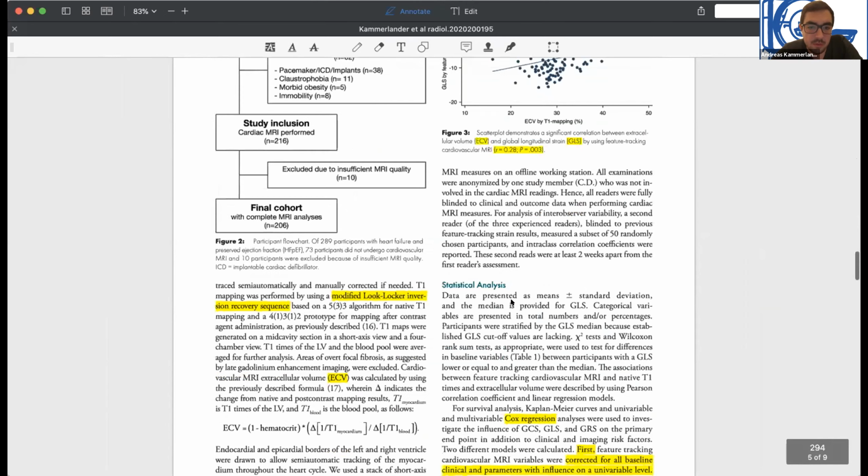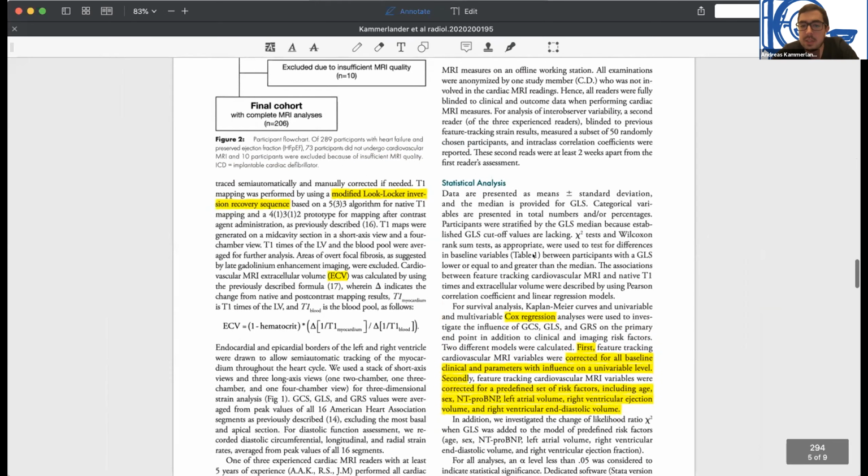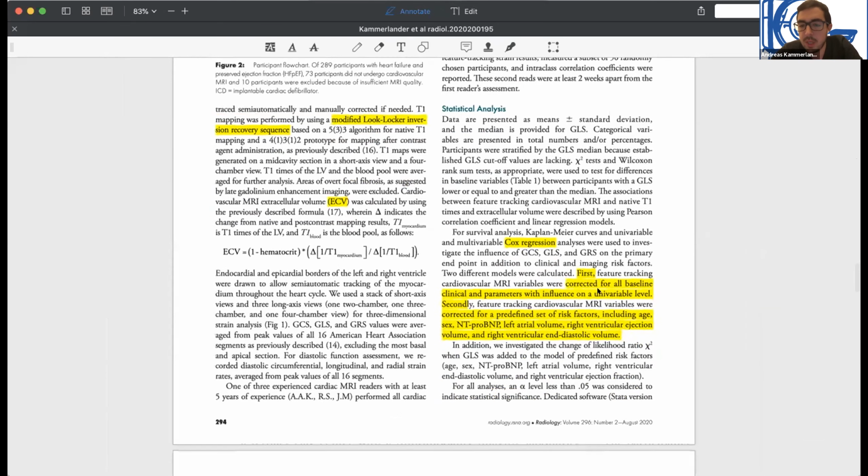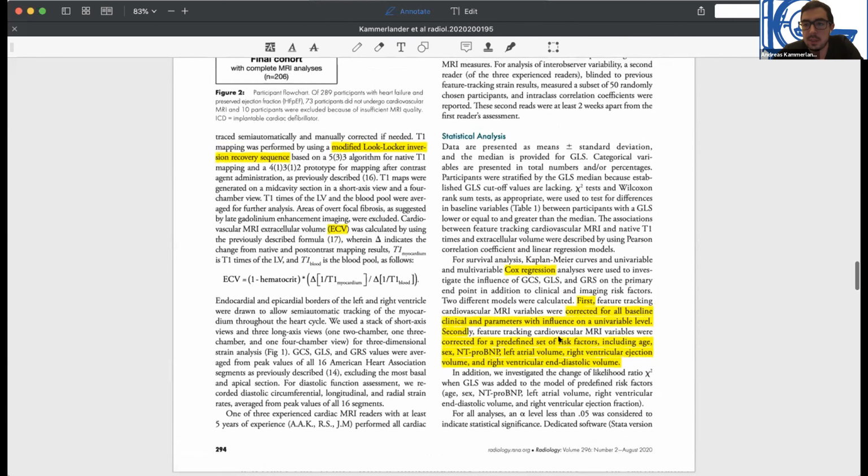So for the statistical analysis, I think it's worth mentioning the Cox regression. We did two approaches. First, we corrected the strain analysis for all parameters that were significant on a univariable level. And secondly, we defined a set of risk factors we know is important in these patients, which is age, sex, BNP, LA size, RV ejection fraction, and RV size. And wanted to see if by adjusting the strain parameters to these risk factors, there is a significant risk prediction by the strain parameter.